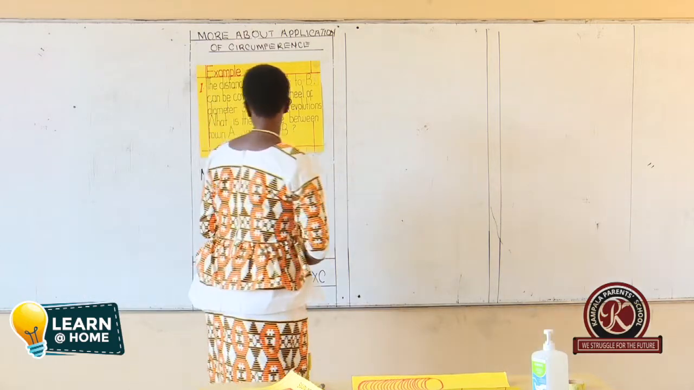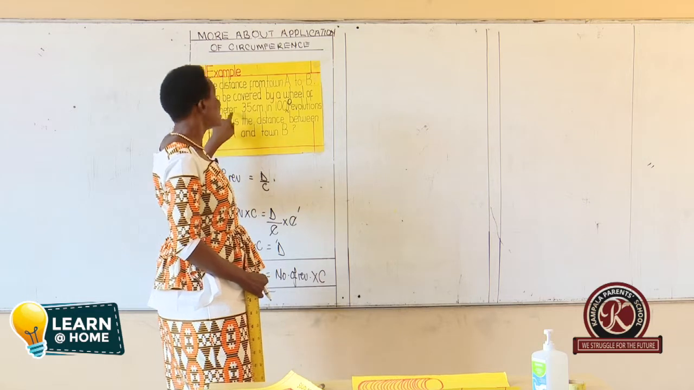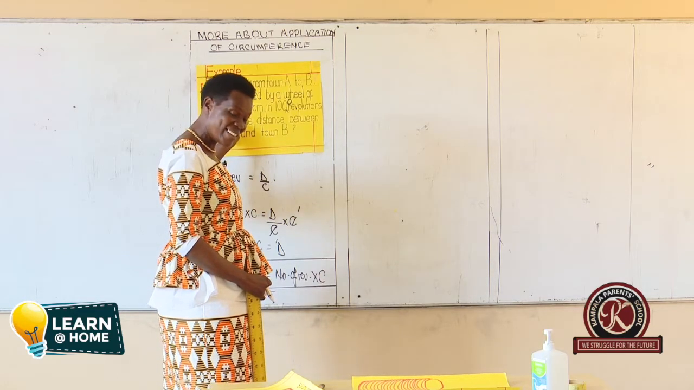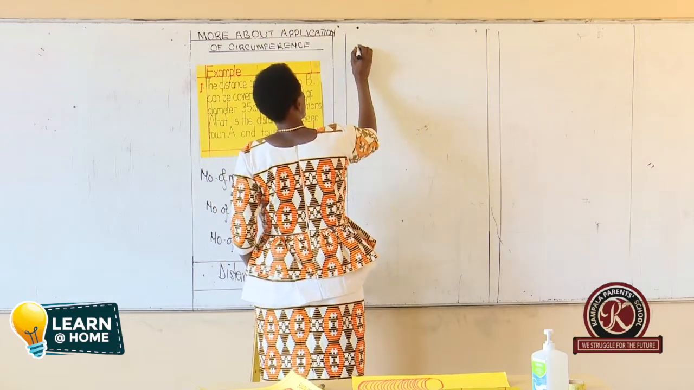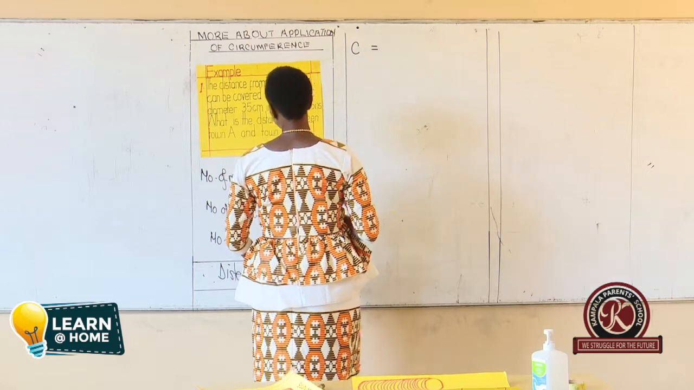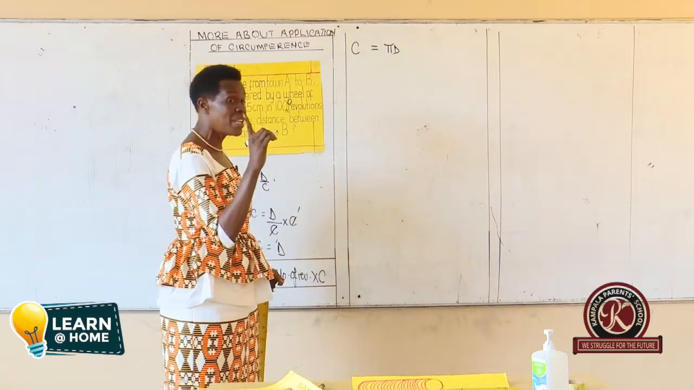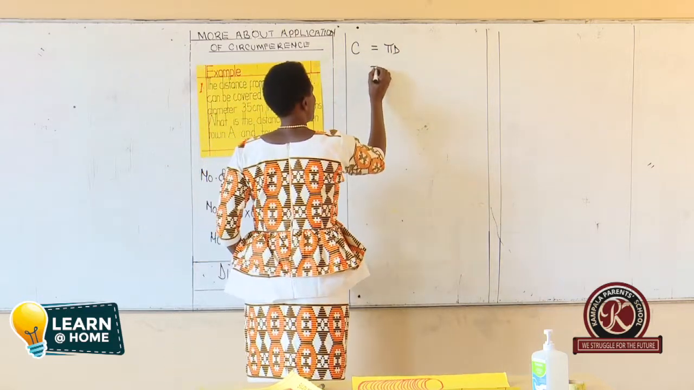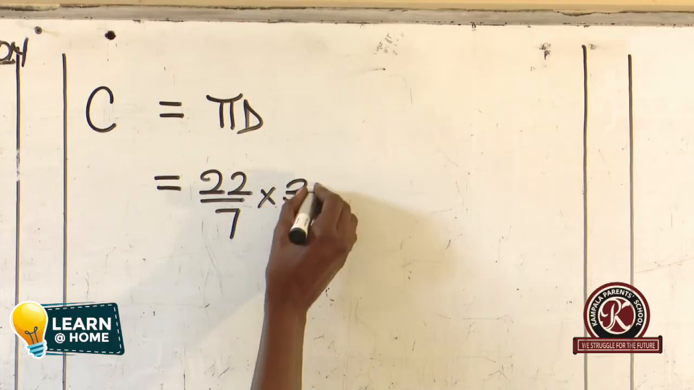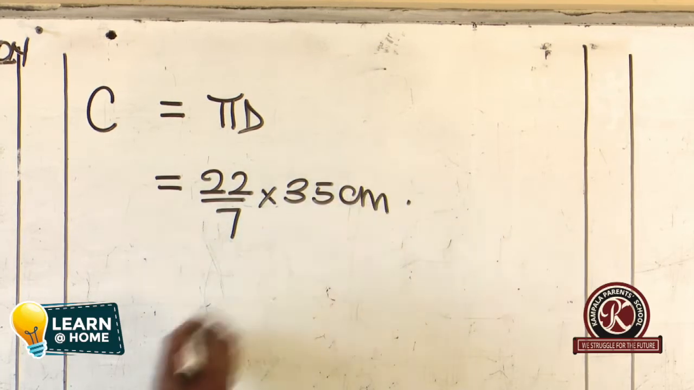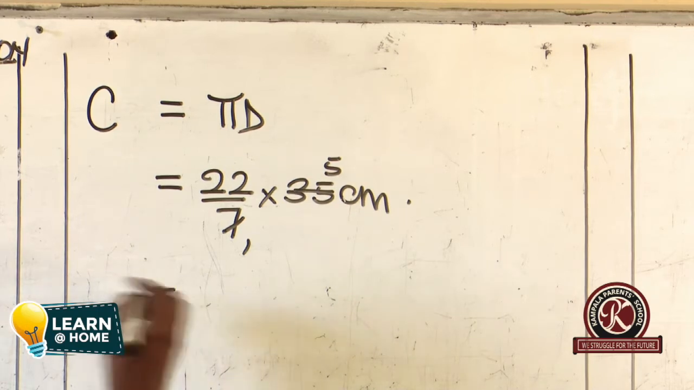Now the next thing, what are we going to do? Since they have given us 35 centimeters as the diameter, what do we do? Good, somebody is saying we get the circumference. Yes. So we say circumference equals pi d. Why pi d? Because they have given us the diameter. So what do we have here? 22 over 7 times 35 centimeters. By 7 here once, by 7 here 5.